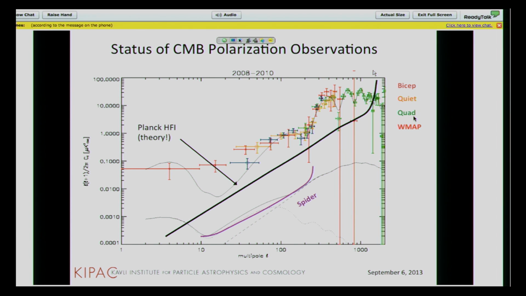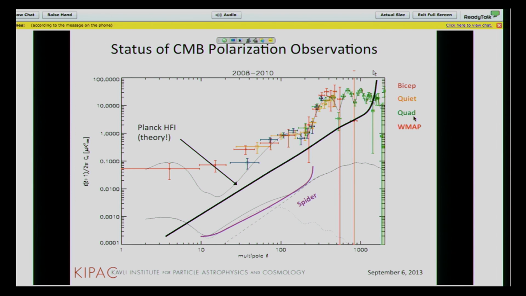Just real briefly, again, here's a compendium of data, the BICEP, QUIET Q-band and WMAP data. It's a bit dated. I don't think it's the most recent QUIET data. And then a cartoon drawing of the Planck theory sensitivity curve is shown. And then I've also just put on there corresponding sensitivity curves for SPIDER. The devil is in the details of how low in multipole you think these experiments can reach.